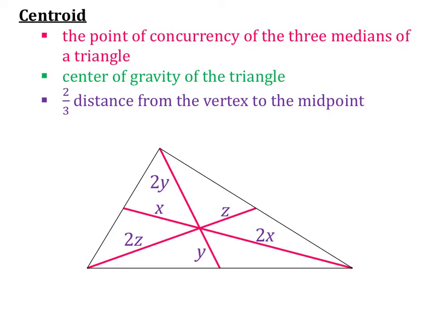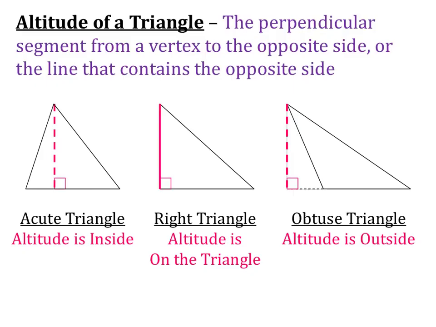And last, we know that the centroid is 2/3 the distance from the vertex to the midpoint. So the distance between the centroid and the vertex is twice the distance between the centroid and the midpoint. And this is true of all three medians. But we don't know if the medians are the same size or not, so I've labeled them 2x and x, 2y and y, and 2z and z, because the length of the median depends on the type of triangle that you have.